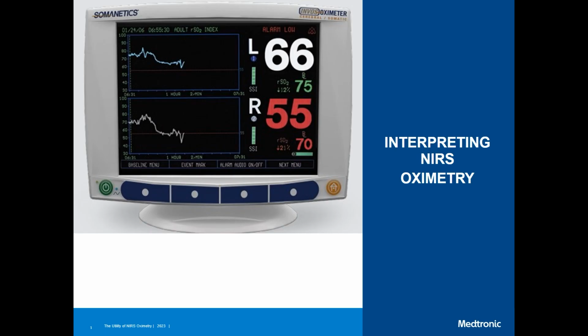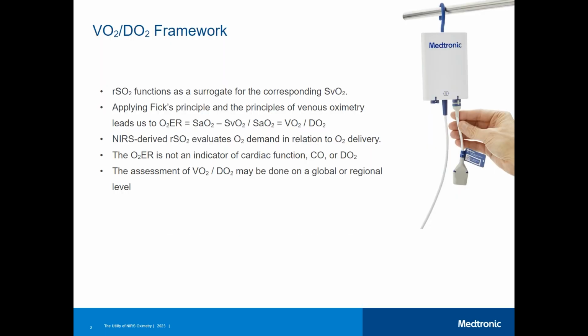The NIRS-derived oxygen saturation functions as a surrogate for the corresponding venous oxygen saturation. Applying Fick's principle and the principles of venous oximetry is necessary to interpret NIRS oximetry. Manipulation and simplification of Fick's principle brings us to the following equation and the oxygen extraction ratio, where the NIRS oxygen saturation is used in place of the SvO2.